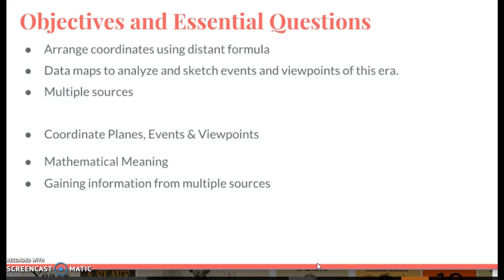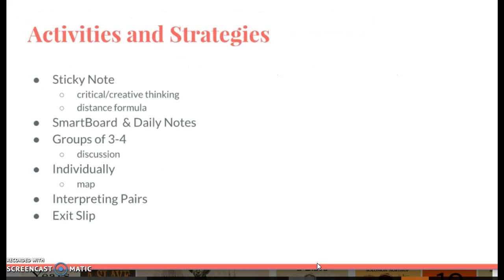But the core of everything is the activities and the strategies. So when we first get into class, they're given a sticky note and they have to relate how something of the Civil War has meaning on a map. And then they also have to write the distance formula, which is previous knowledge. Then we have a smartboard activity to go over different lessons that has to do with the distance formula, where they'll also be writing in their notes.